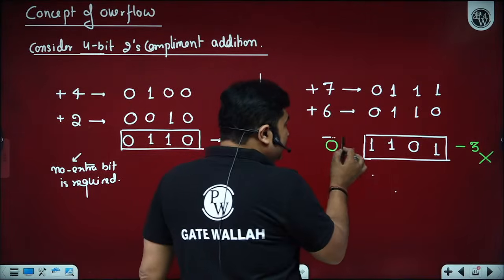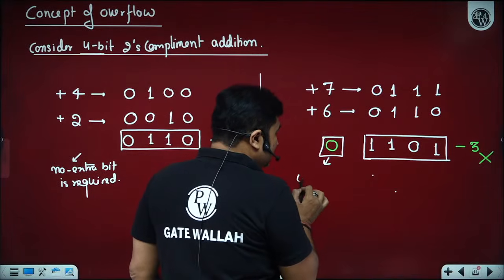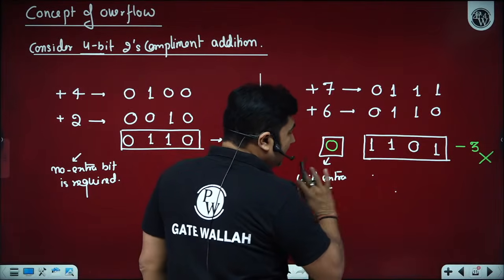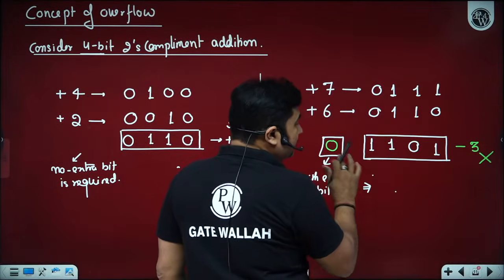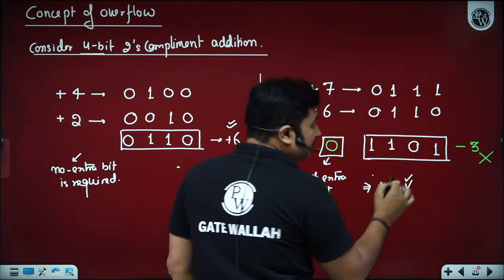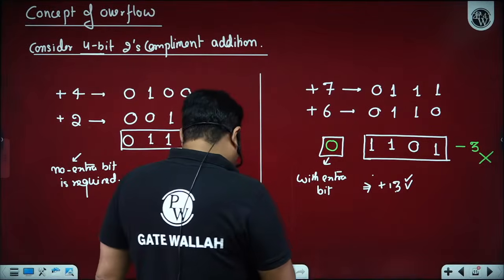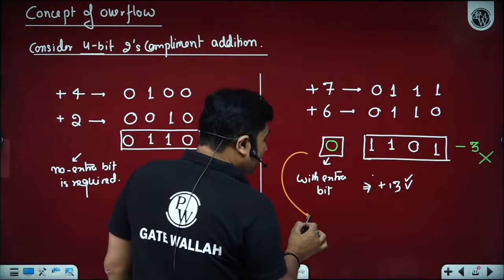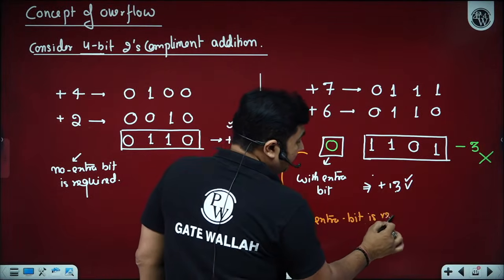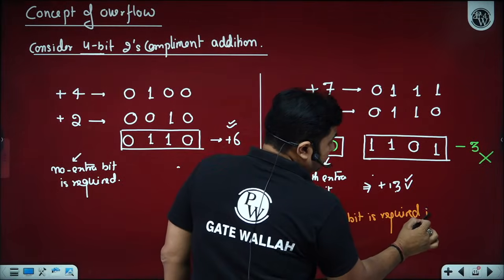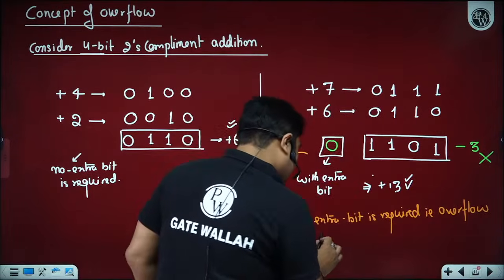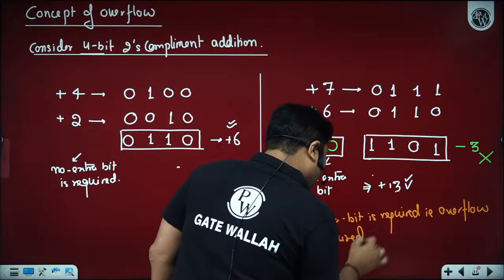If this extra bit is used, what is your result, Betaji? 0, 1, 1, 0, 1. So we are getting plus 13. The result is correct, so an extra bit is required. Whenever an extra bit is required, it indicates that overflow occurred, meaning the result goes away from the range.